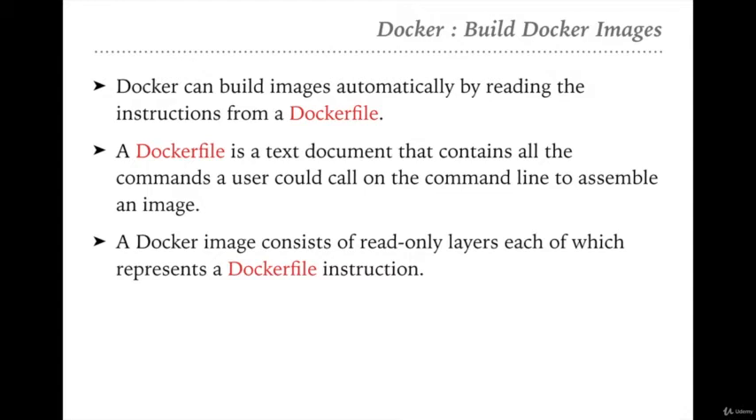A Docker image is nothing, it is just read-only layers which are basically defined inside the Docker file. So in the form of instructions, Docker file has different layers, and these layers will be used by Docker to create the Docker image, right? And Docker image will only contain the delta.